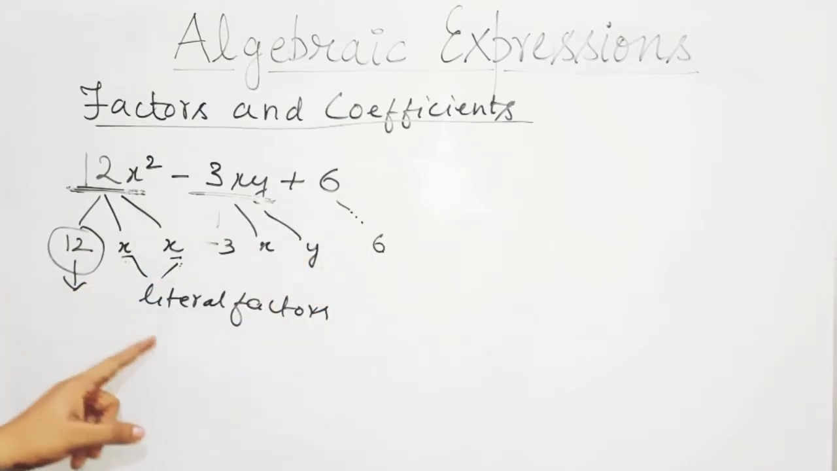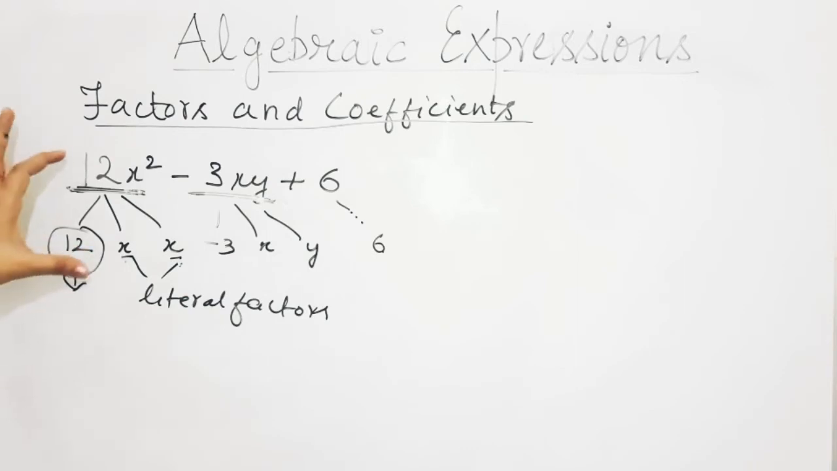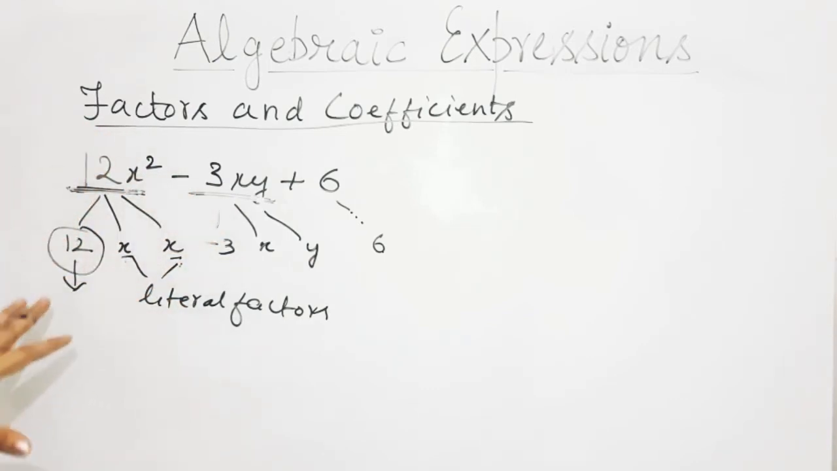It will be only having the constant factor, that is the numerical factor. Literal factors आपको किस में मिलेंगे? You will be getting the literal factors in the first part, second part, first term, second term, which is also containing the variables along with the constants. Okay students, I hope you must have understood about factors and coefficient.